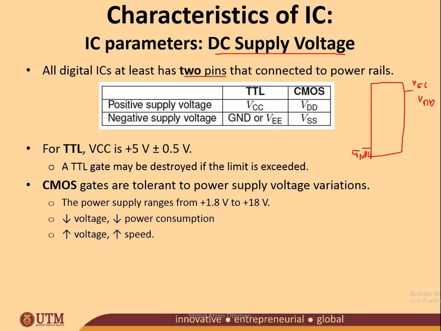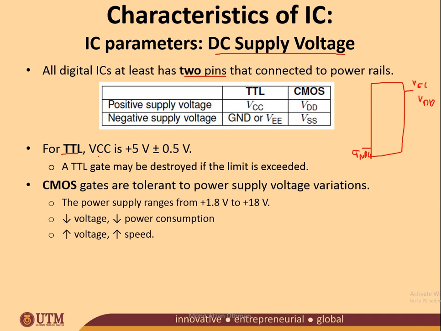So it doesn't necessarily have to be ground, it can be VEE, and for CMOS the negative supply voltage is VSS, okay. Please do understand that this is VCC and this is VEE, it doesn't mean that this one must be 1 and this one must be 0, okay. You mentioned positive and negative supply, so it means that this one should be lower than this one, that's all, okay. However, the value must be sufficient in order to make this chip functional, okay.